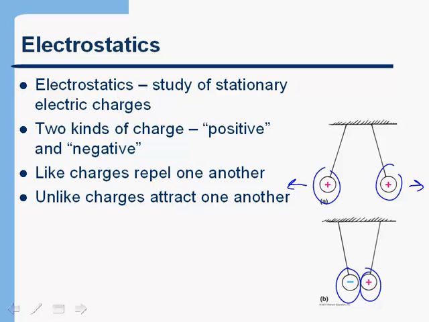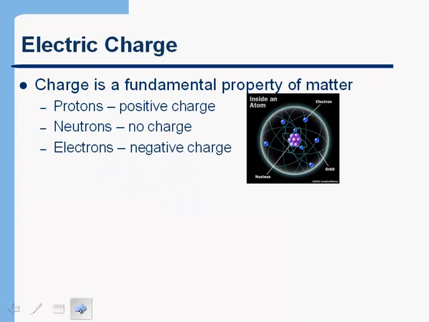Now, the reason that we have charge, positive and negative, really has to do with the fact that charge is a fundamental property of matter. We've talked about the fact that all matter is made up of atoms, and atoms consist of protons, neutrons, and electrons. Well, protons are positively charged, and electrons are negatively charged. Neutrons have no charge, so they don't contribute to electricity at all, but protons and electrons have positive and negative charge respectively.